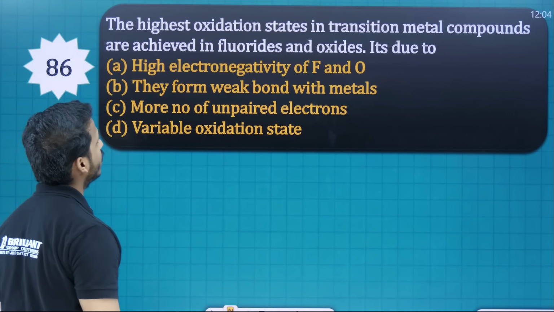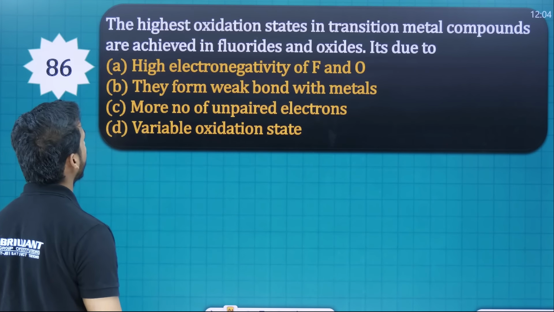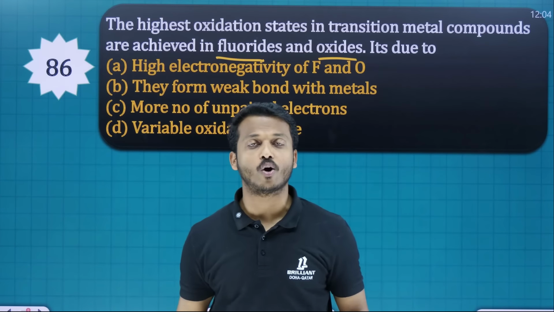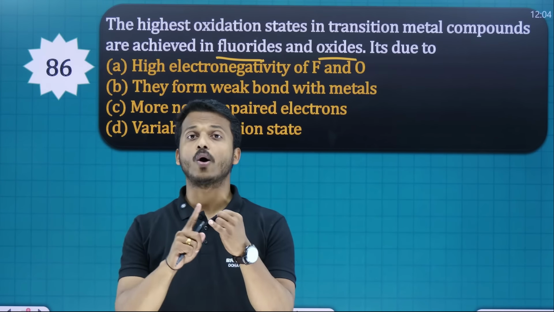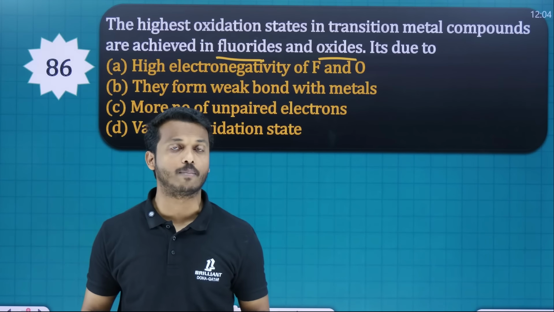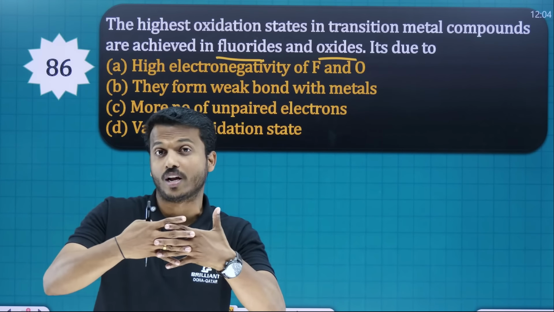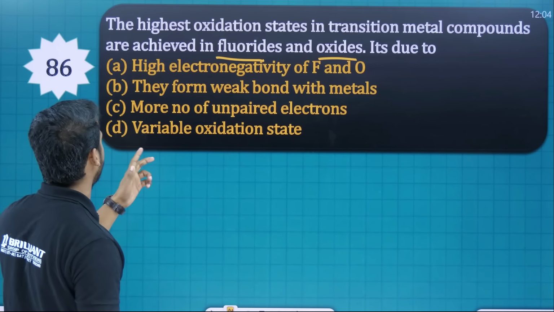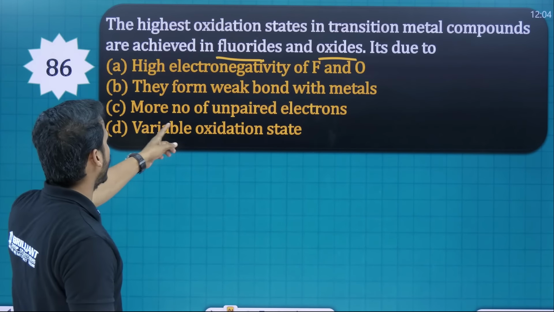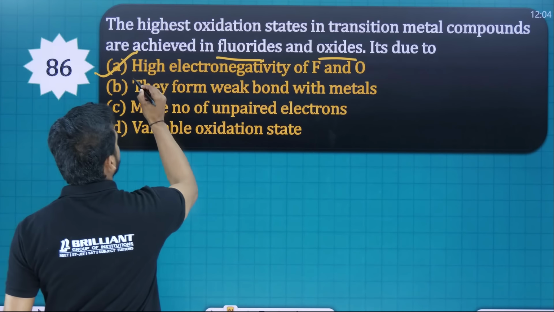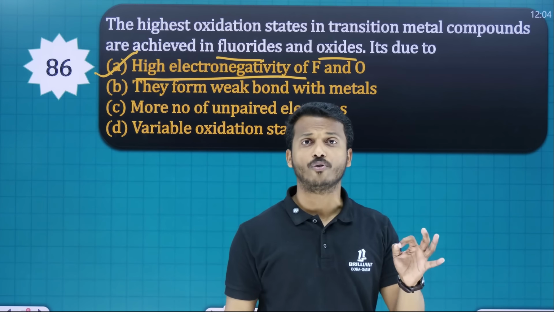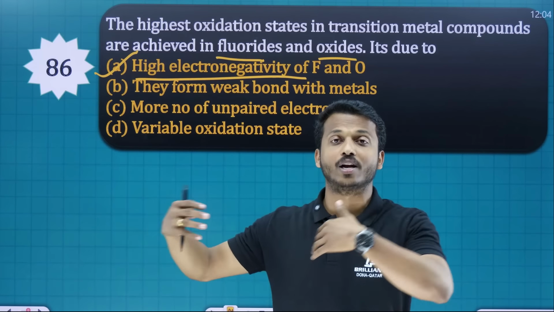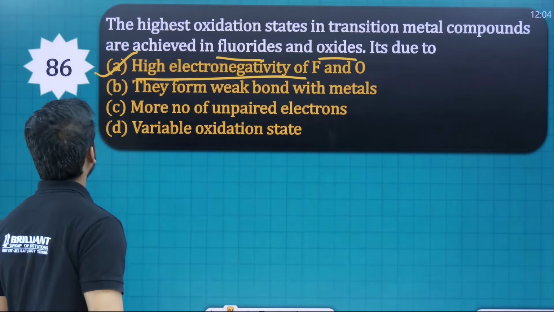86. The highest oxidation states in transition metal compounds are achieved in fluorides and oxides. Yes, we studied. Why is the higher oxidation state only possible with oxides and fluorides? Because oxygen and fluorine are the most electronegative elements. They make very strong bonds. Due to the high electronegativity of fluorine and oxygen, they will try to pull the maximum electrons from the metal. So the metal can show a higher oxidation state.